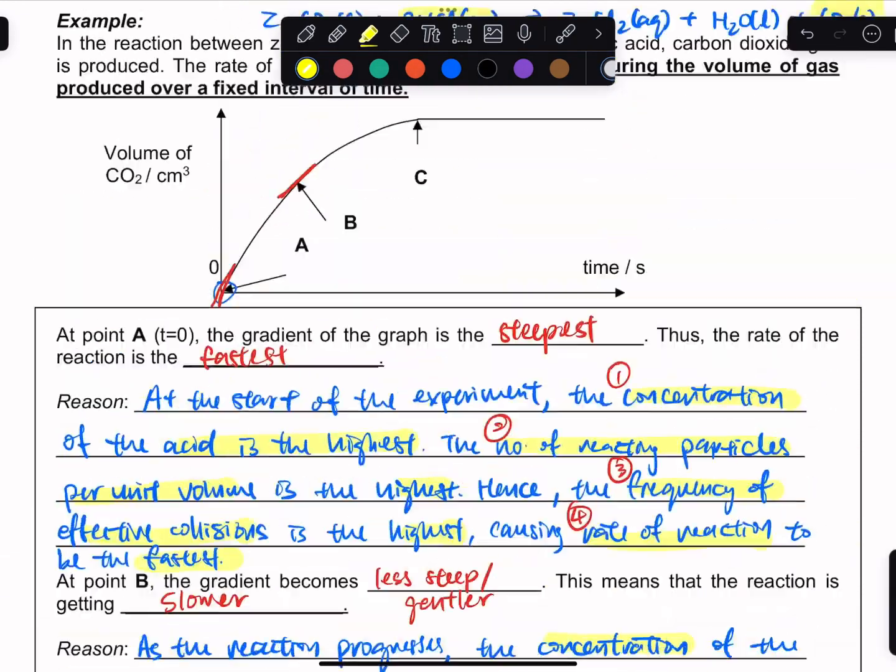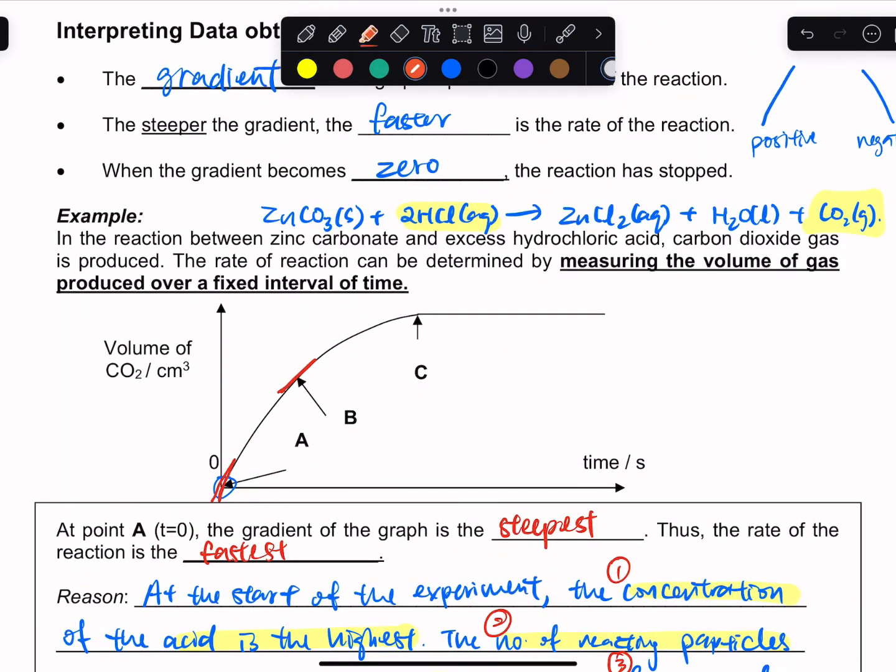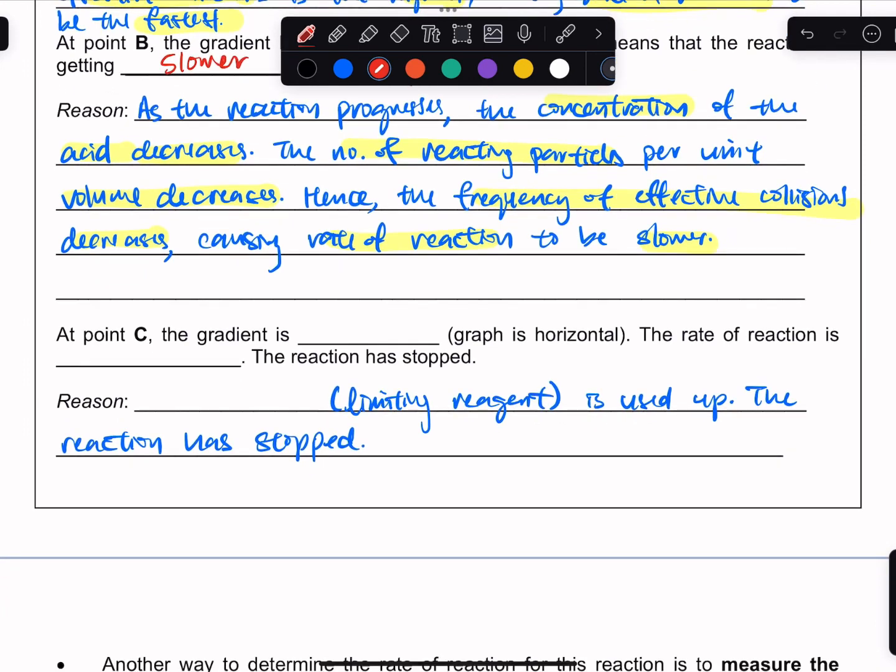At point C, which is at this point, we see that the gradient starts to become 0. The rate of reaction is 0. So again, gradient tells me the rate. This tells me that the reaction has stopped. Now, when do reactions stop? They stop when the limiting reagent is fully used up.